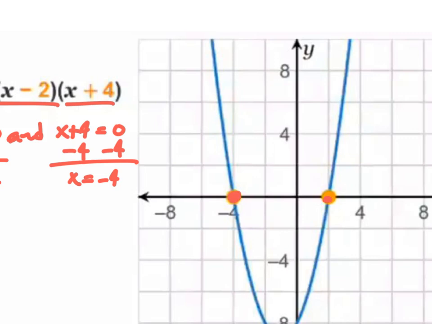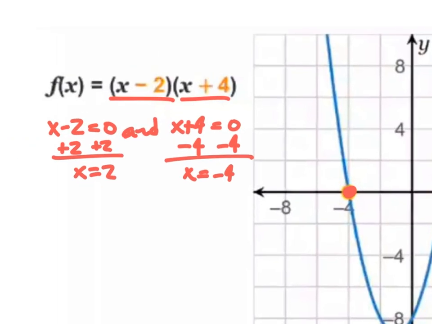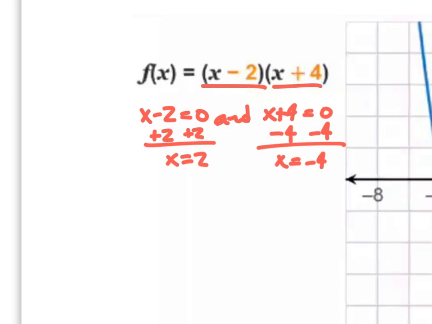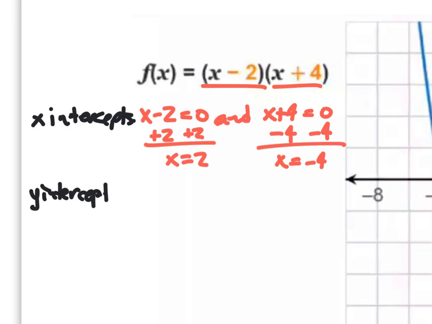So that's where these points are, and I can plot those on the graph. I know where those are, and that's for the x-intercepts. The next thing I want to do is find the y-intercept. When I find the y-intercept, I let x equal 0 and solve for y.